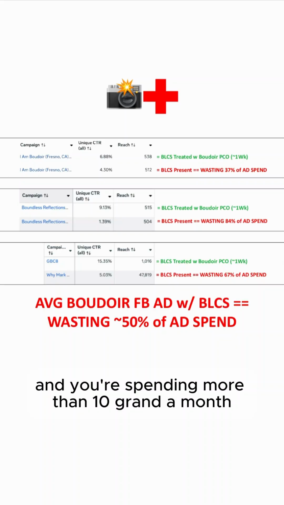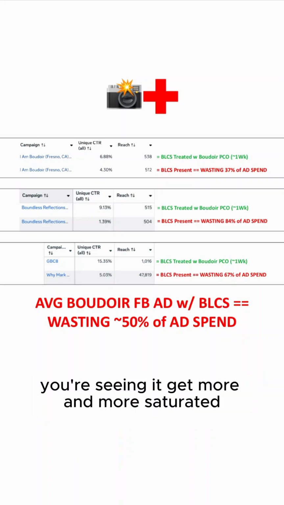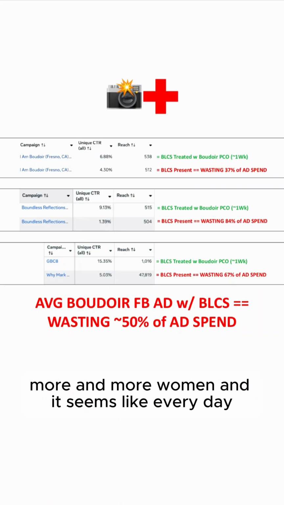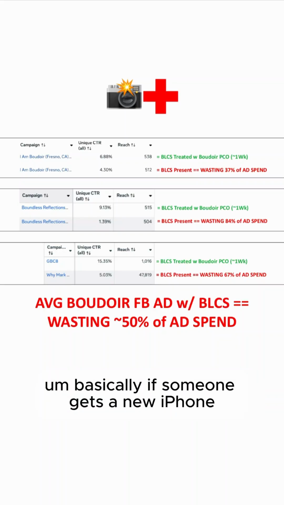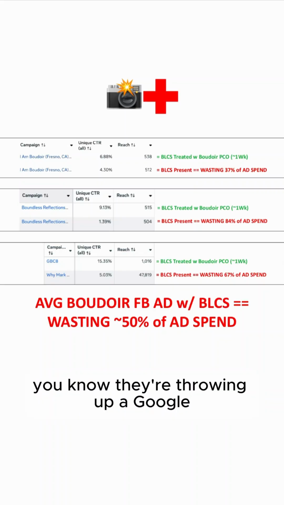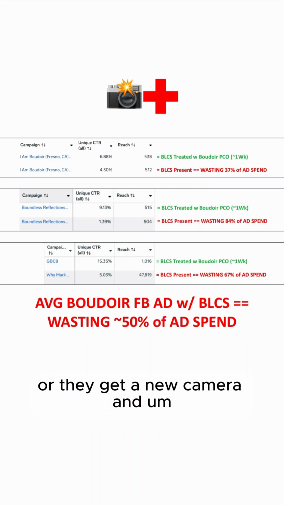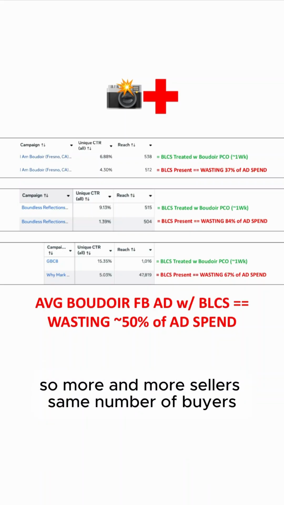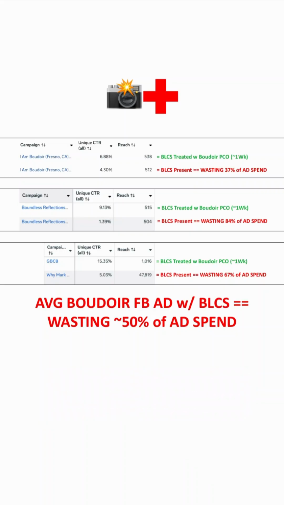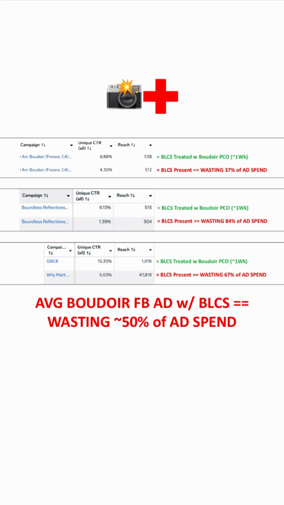and you're spending more than 10 grand a month in Boudoir Facebook ads, and you're looking at the marketplace, seeing it get more and more saturated in your city, more and more women. It seems like every day, basically, if someone gets a new iPhone, they're throwing up a Google My Business profile saying they offer boudoir photo shoots now, or they get a new camera, and they're in the mom groups talking about how they shoot boudoir now. So more and more sellers, same number of buyers, more competition. Kind of getting harder for everyone to find buyers.